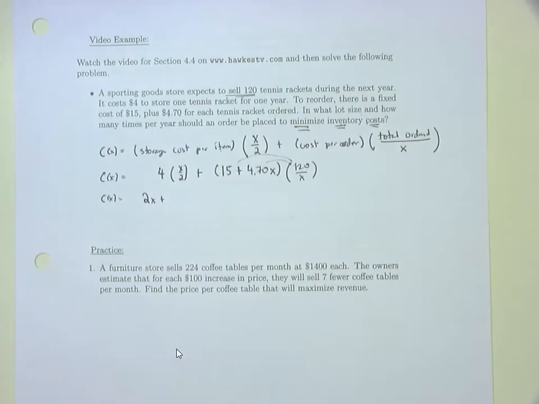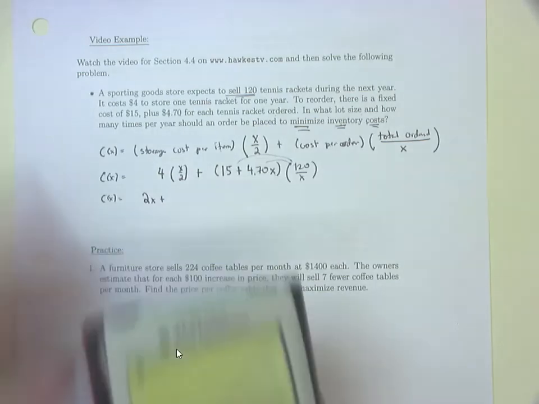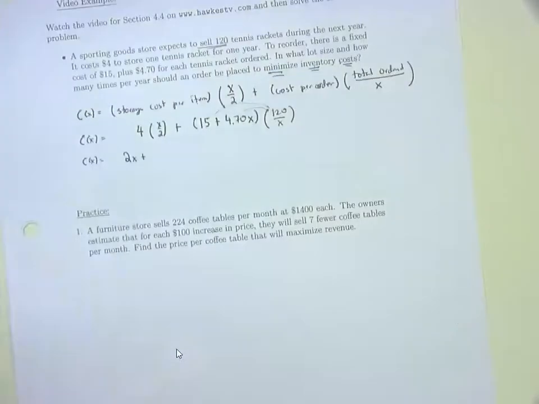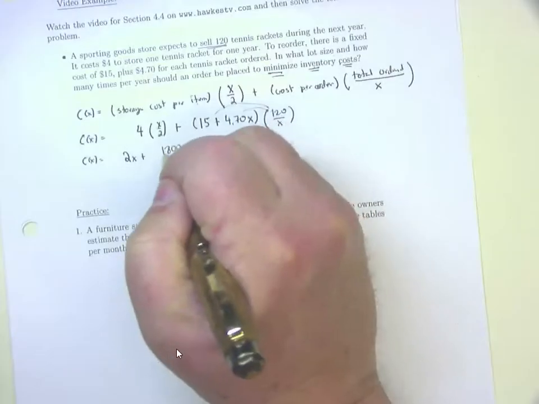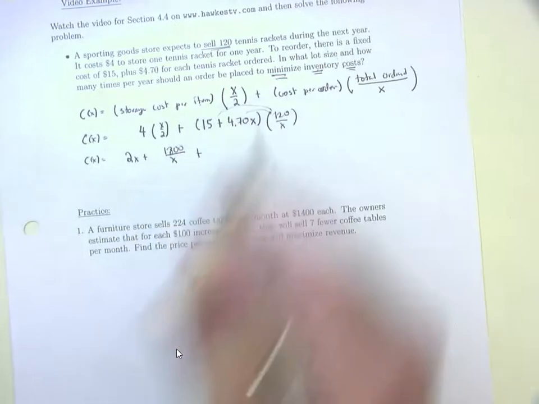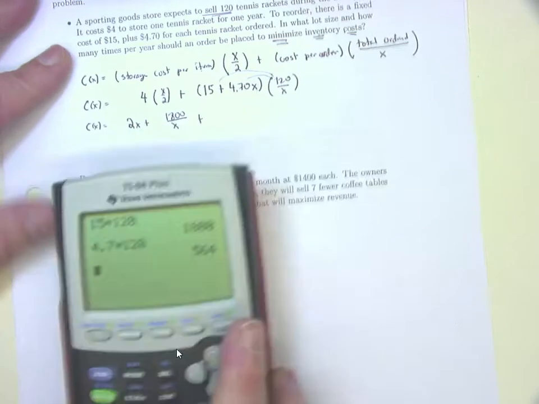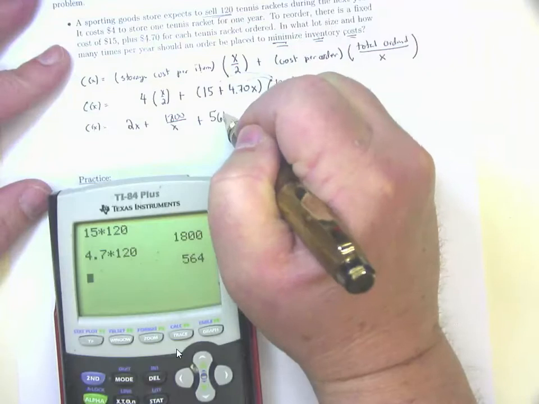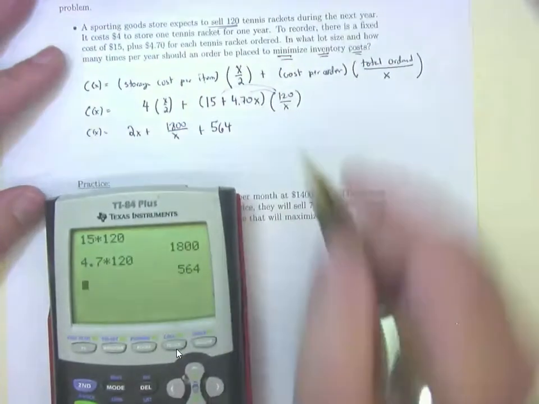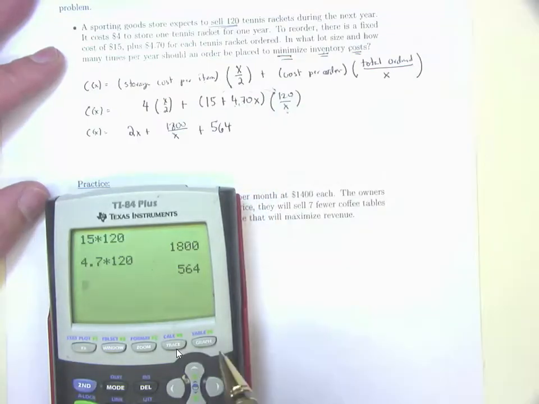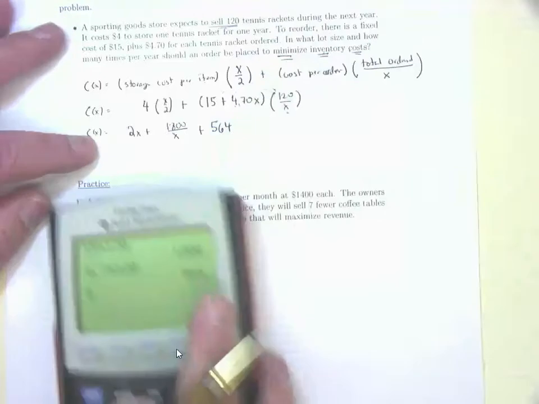Where's my calculator? There it is, over here. All right, that's what I was looking for. Sorry. 15 times 120 is 1,800 over X plus $4.70 times X, so 4.7 times 120 is 564. You with me? And what happens to the X's? What's 4.70X times 120 over X? They cancel. So I just get 564.